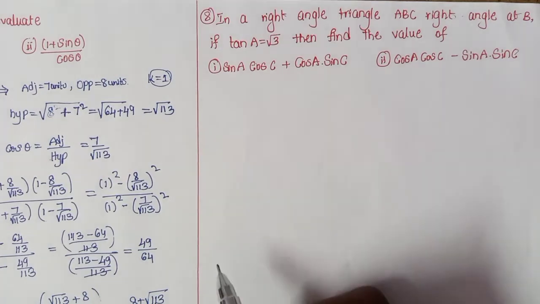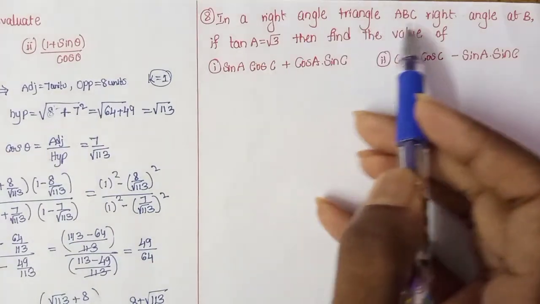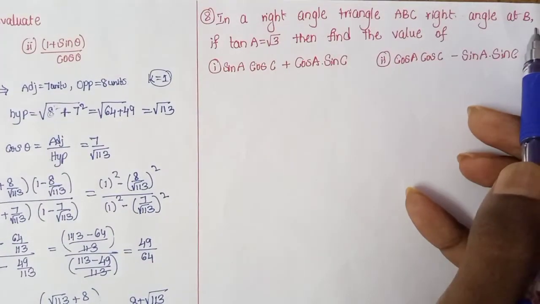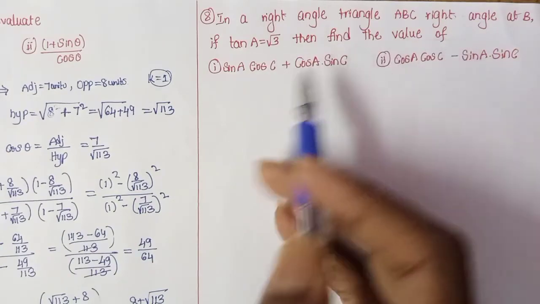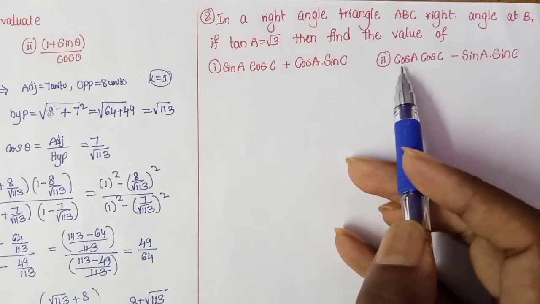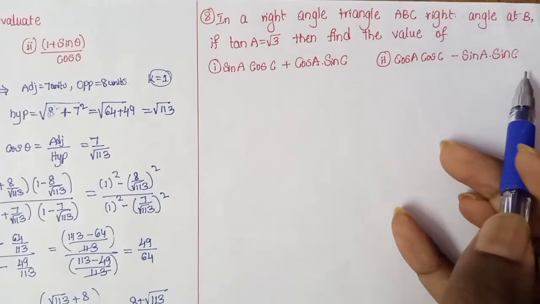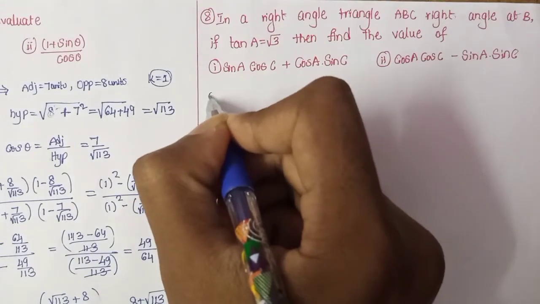So let's come to the next problem. In a right angle triangle ABC, right angle at B, if tan A is equal to root 3, then find the value of two expressions given: sin A cos C plus cos A sin C, and the next one is cos A cos C minus sin A sin C. And we analyze the problem with the given data.